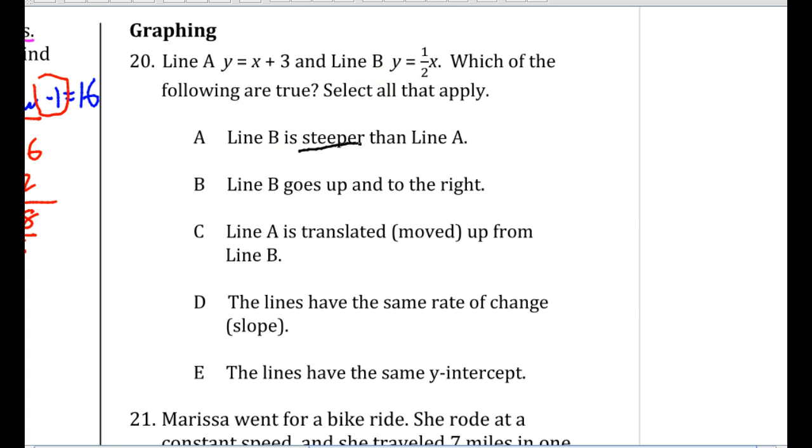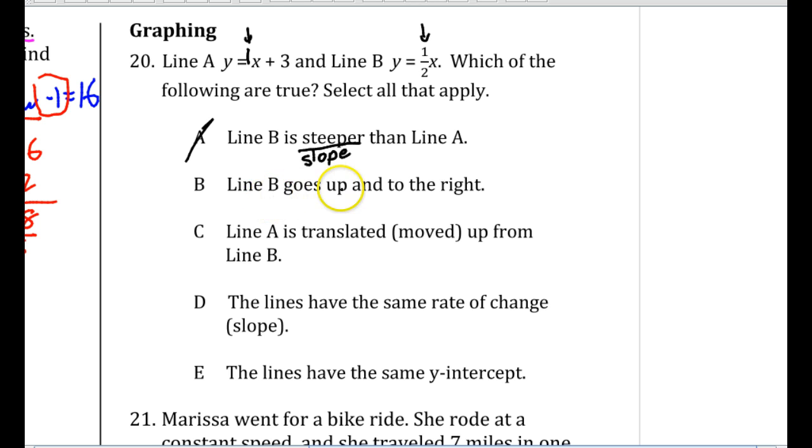Okay, steeper, that has to do with slope. The more steep, the bigger the slope. So is the slope of B, 1/2, bigger than A? Of course here, since there is no coefficient, the slope is 1. So is 1/2 bigger than 1? That'd be no. So that can't be it.